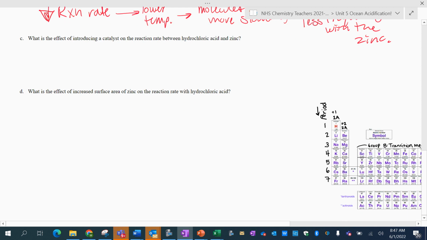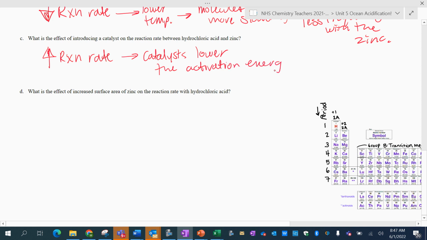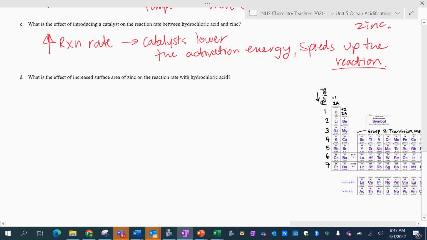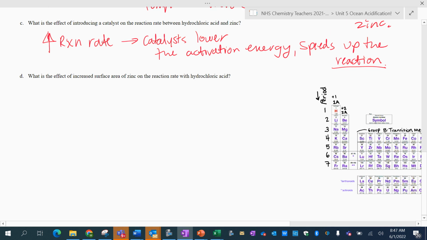What if I added a catalyst to this reaction? I would expect the reaction rate to increase. And this is because catalysts lower the activation energy, which makes it easier for the reaction to proceed, and it speeds up the reaction. There's different mechanisms, like the catalyst is able to bring the reactants together or in the proper orientation. And so it's a little bit vague on the exact mechanism here because different catalysts work in different ways.